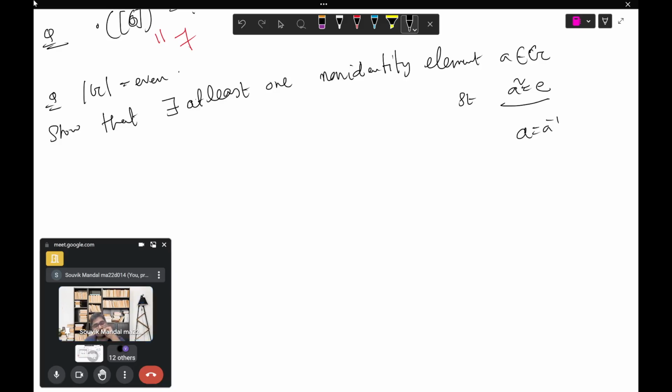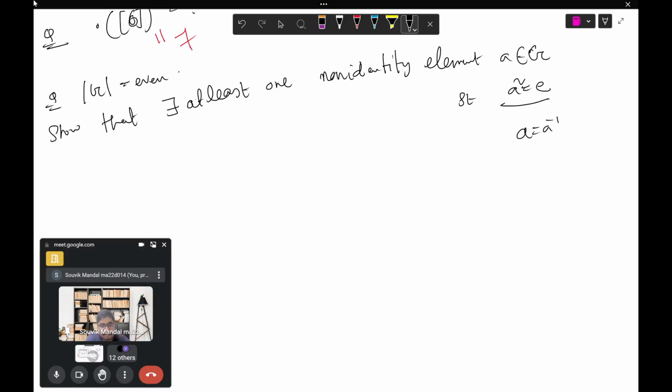Sir, we can pair up the elements in such a way that a is equal to a inverse. Yes, correct. So can you please tell the full argument for others also?